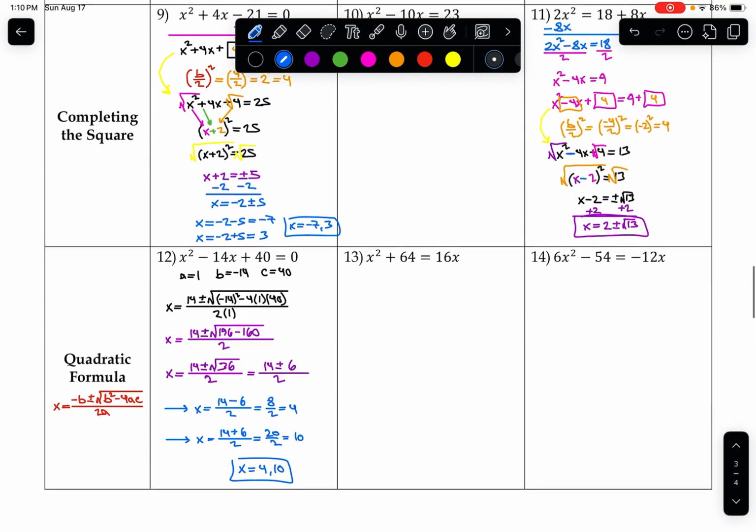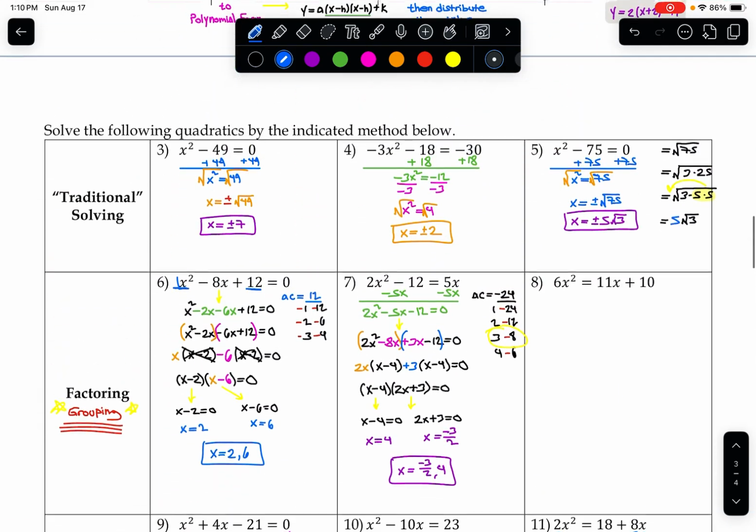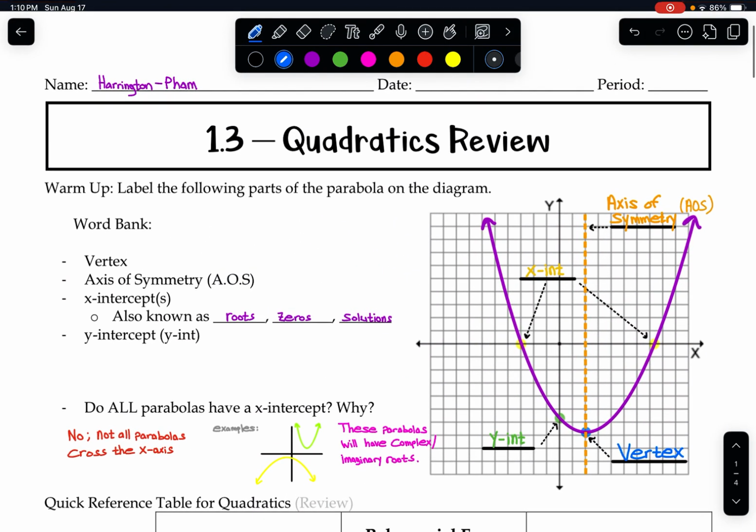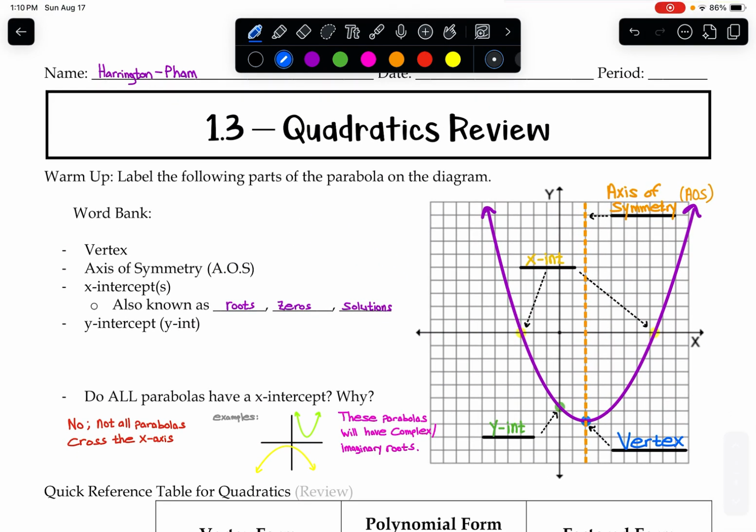So that's a really quick recap of all the quadratics. I know that was kind of a lot to do, but there's just a lot of information and a lot of techniques and concepts that we're going to be using in the future. So have fun.